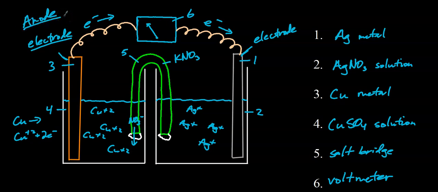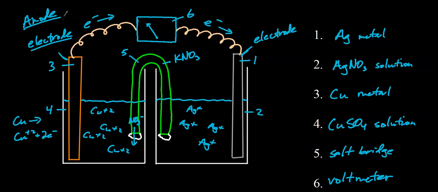Interestingly, what is another name for a negative ion? Well, negative ions are called anions. So check that out. The anions from the salt bridge will migrate towards the anode. All right, let's take a look at the other side.